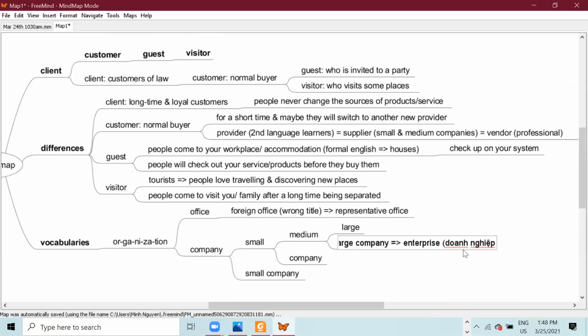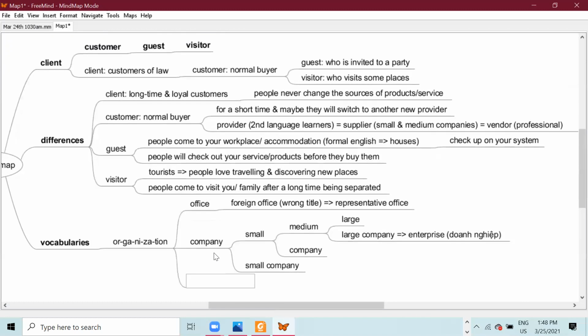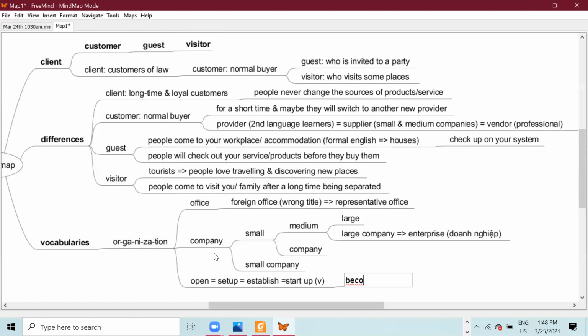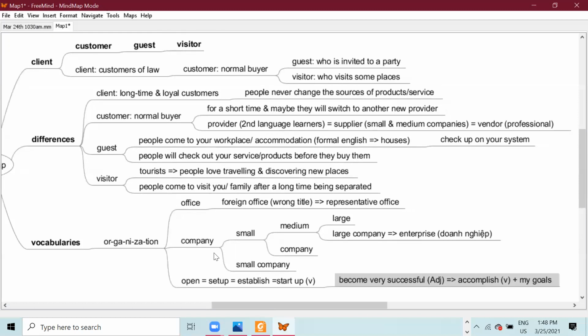And next one, after you open the company, you are going to set up, or you can use the words establish, I set up, I open, or I start up a company. And after you start up, you become very successful. You can use the adjective successful, or you can say I accomplish my goals.